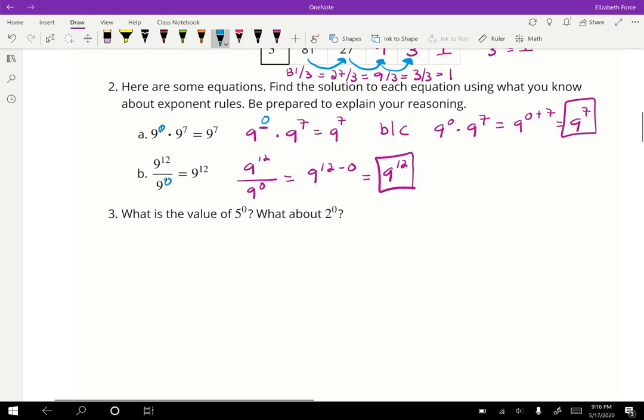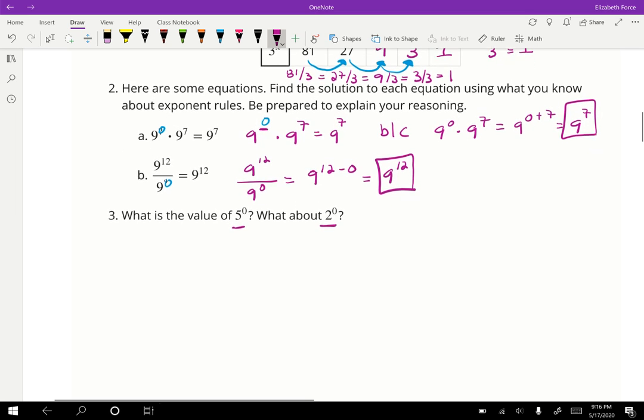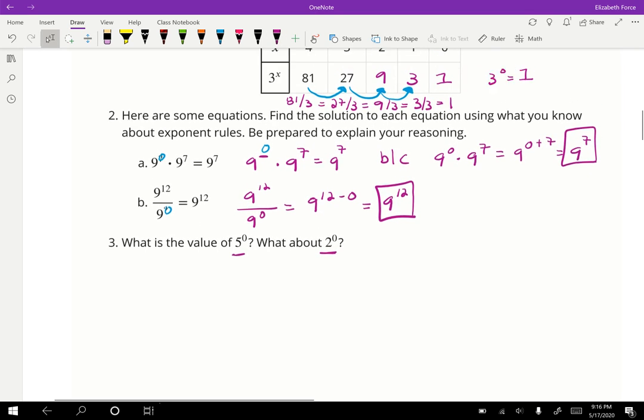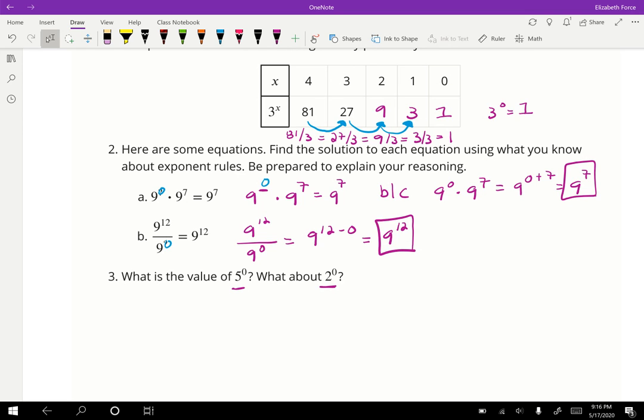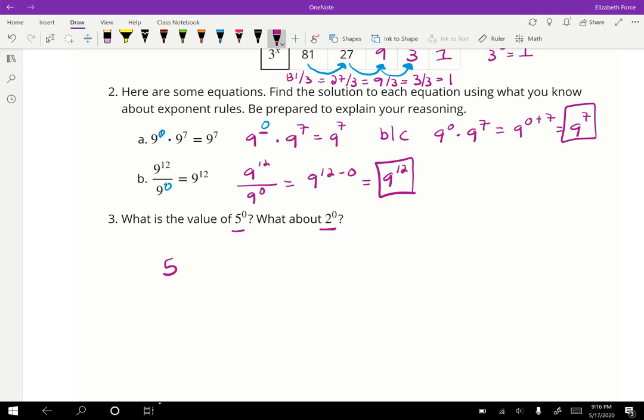What is the numerical value of 5 to the 0 power? And what about 2 to the 0 power? Well, hopefully you're picking up on the fact that anything to the 0 power is just going to equal 1. And we'll make a quick little proof just to show you that this is going to work out.